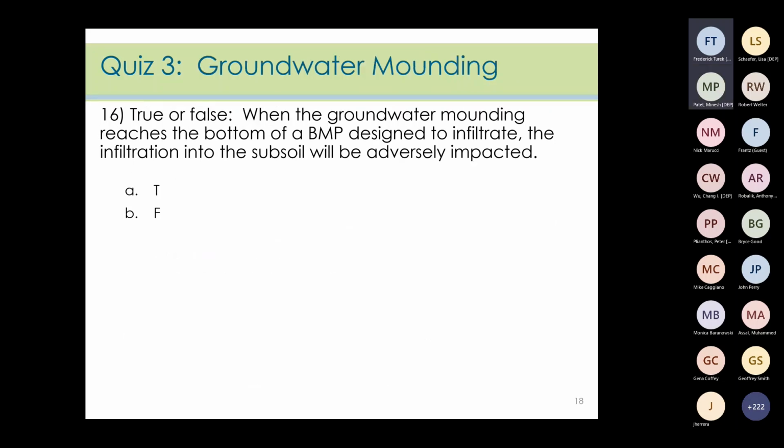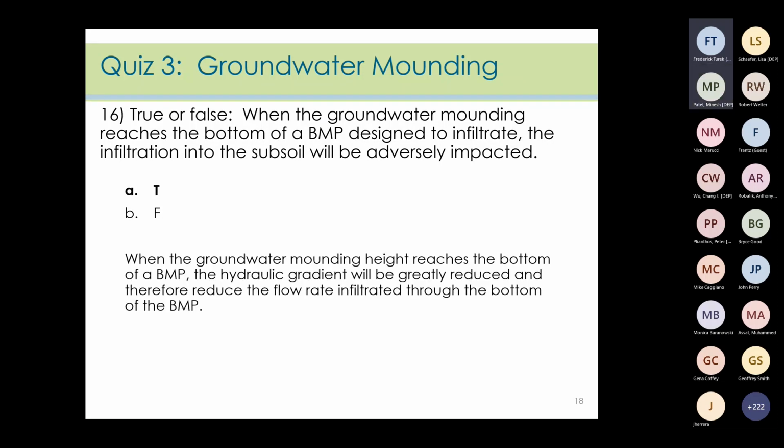Question 16, true or false? When the groundwater mounding reaches the bottom of a BMP designed to infiltrate, the infiltration into the subsoil would be adversely impacted. The answer here is A, true. So yes, when the mounding reaches the bottom of an infiltrating BMP, the hydraulic gradient is going to be reduced significantly, and the flow rate infiltrated through the BMP is going to be reduced as well.